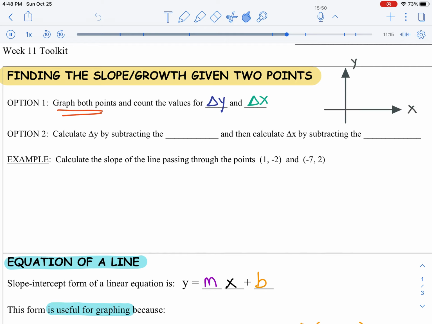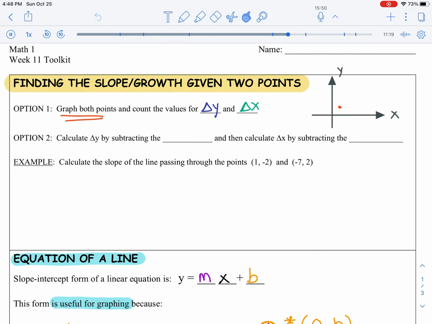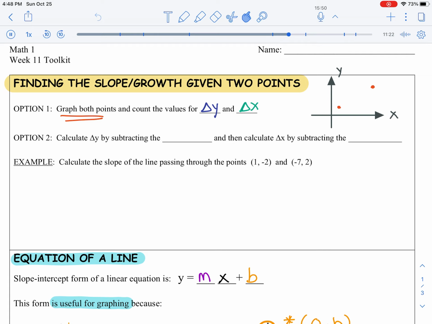And then I find 2 points that I'm going to plot. And then I connect them using one vertical line and one horizontal line to make what resembles a right triangle.